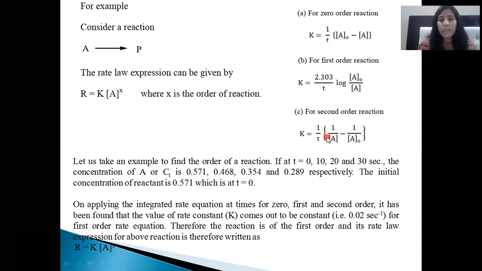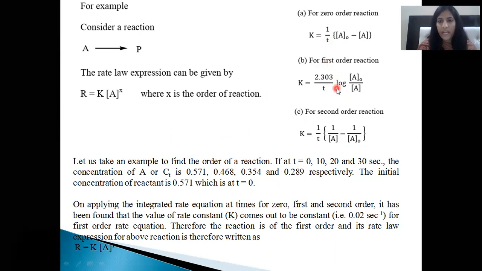Now put the value of concentration for time t is equal to 10 seconds. Here put 10, here 0.468 and here initial concentration 0.571. Initial concentration for every case is 0.571 because it is the concentration at t is equal to 0. So then for 20 and 30 seconds put the values of these concentrations and calculate the rate constant.